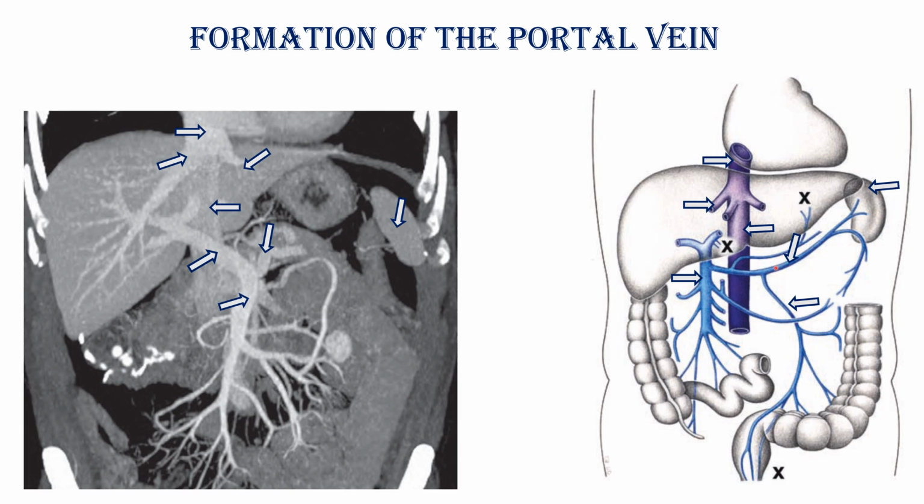The formation of this vein is by the splenic vein, which joins the superior mesenteric vein to form the portal vein, which then divides into two branches. Here we can see the splenic vein, and the superior mesenteric vein with all of its branches collecting the venous blood from the different parts of the small intestine and the transverse colon, and the shadow of the inferior mesenteric vein is over here, which joins the junction between the splenic and the superior mesenteric vein. That is the formation of the portal vein.